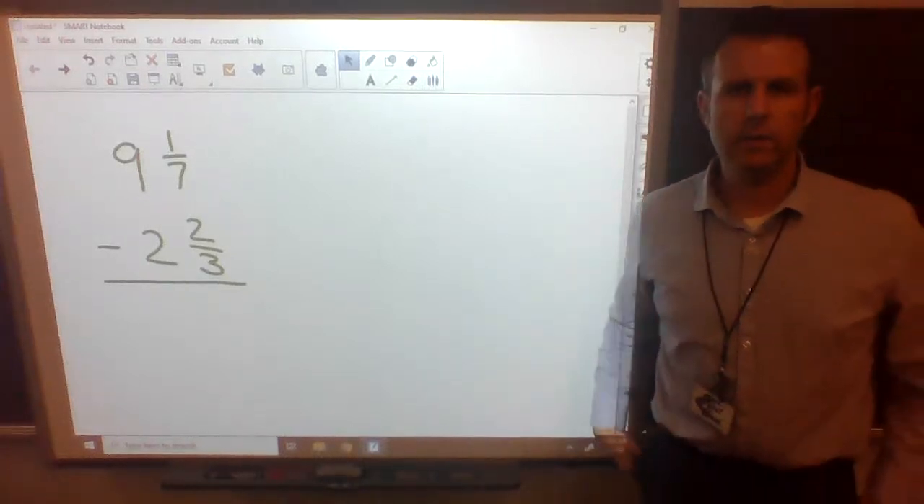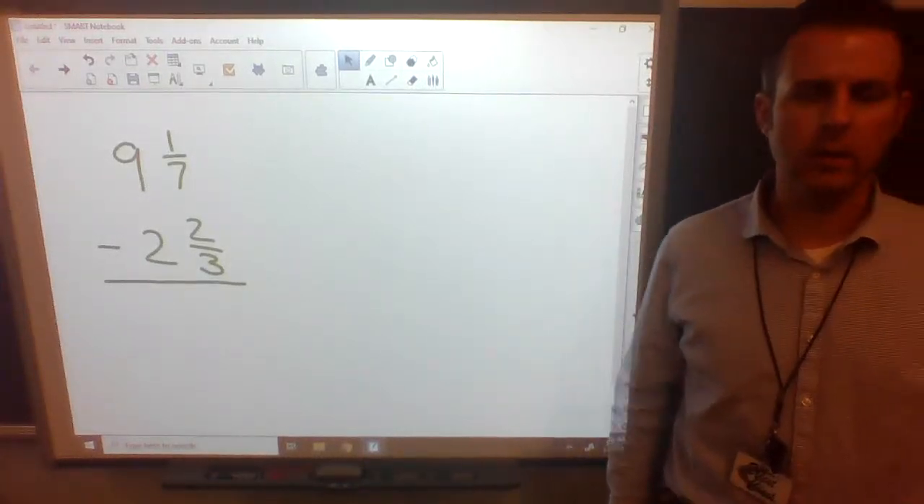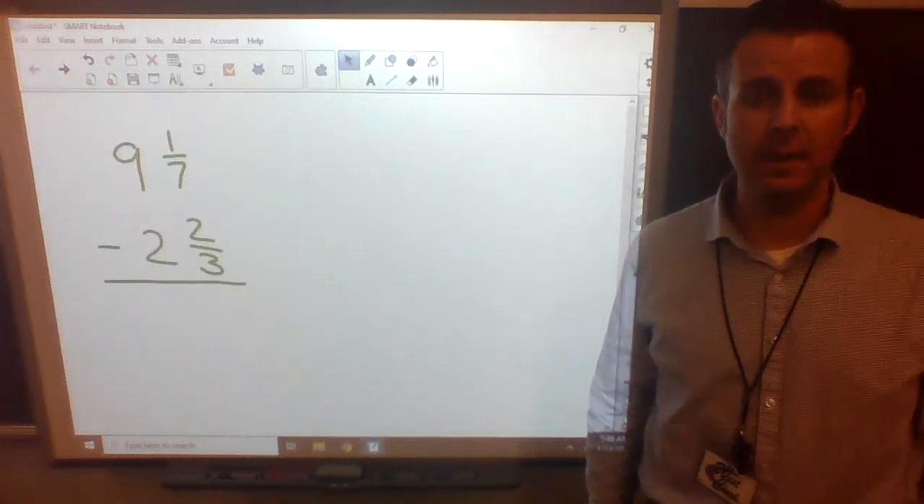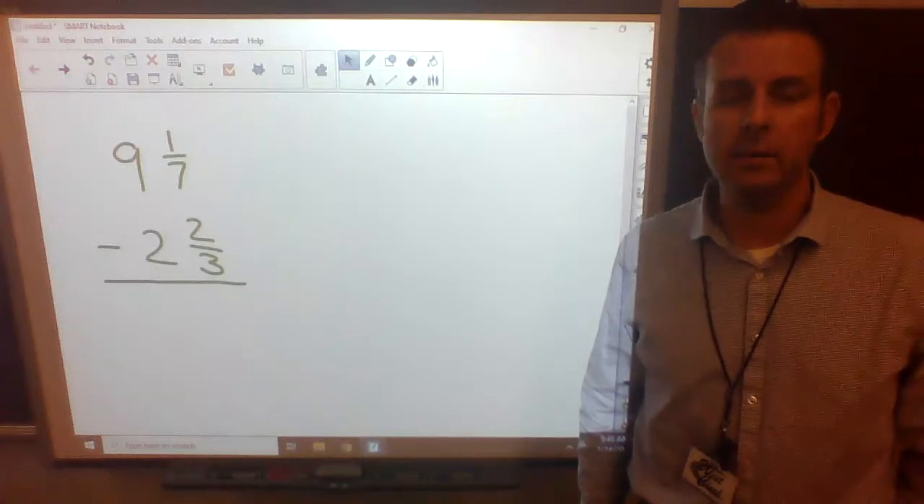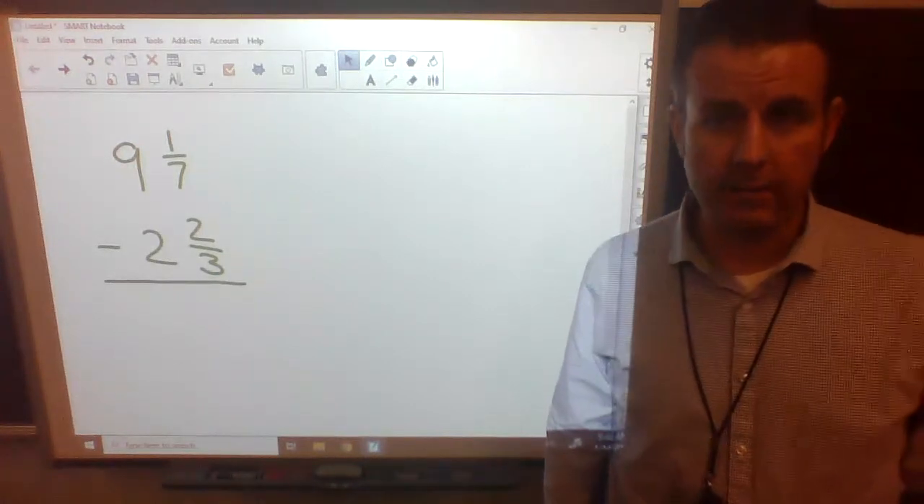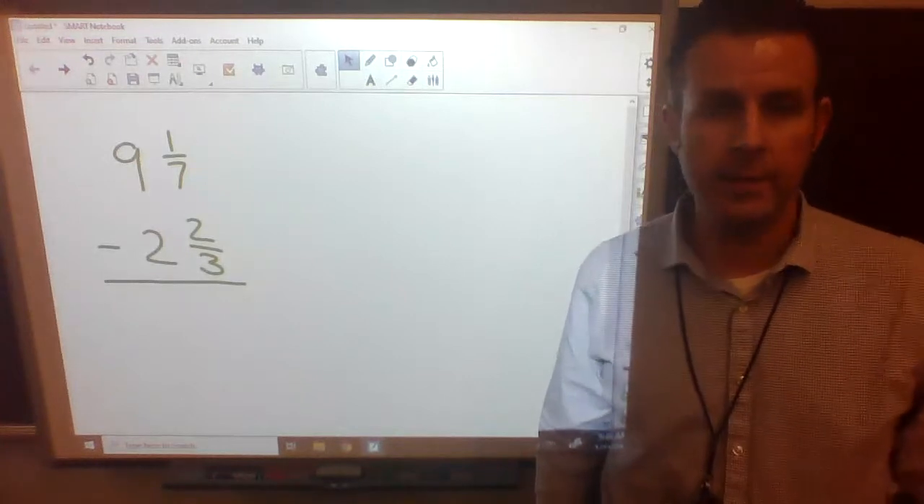Okay, boys and girls, we're going to do something a little bit new today. We are going to subtract mixed numbers with unlike denominators. That means the fraction bottoms are not the same. And we are going to be doing some regrouping. So let's jump into it.